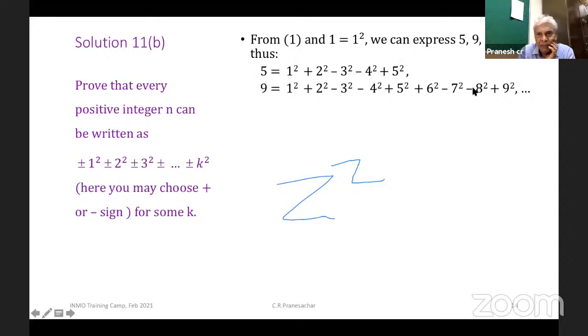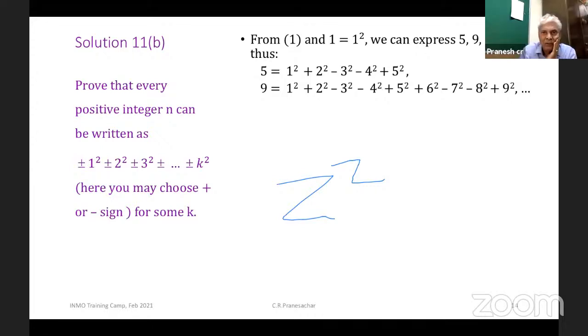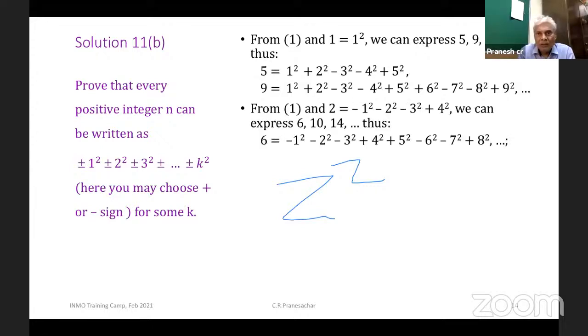And how do you get 9? Add 4 more numbers with the same combination, and that will give you another 4. So 1 plus 4 plus 4 will give you 9. And how do you get 13? So we'll add 4 more numbers. 10, 11, 12, 13, and so on. Now we have 2 equals minus 1 square, etc.